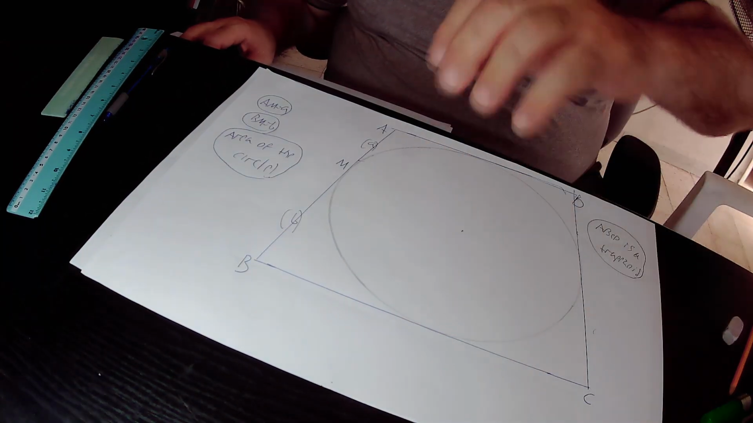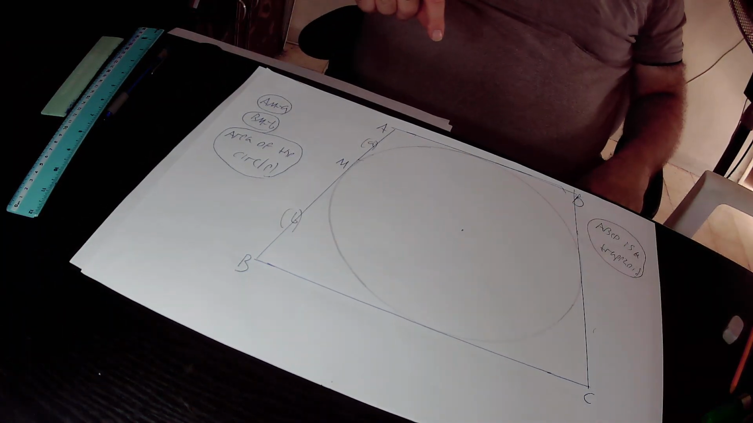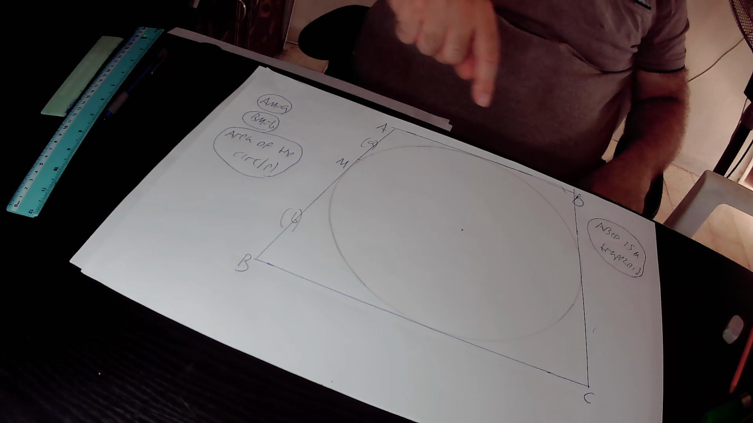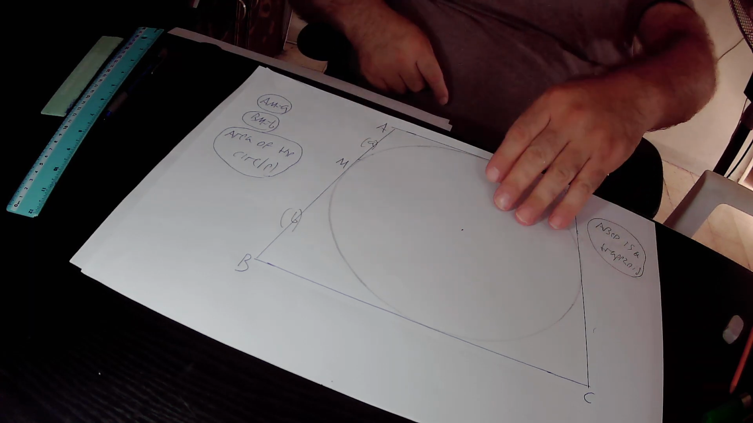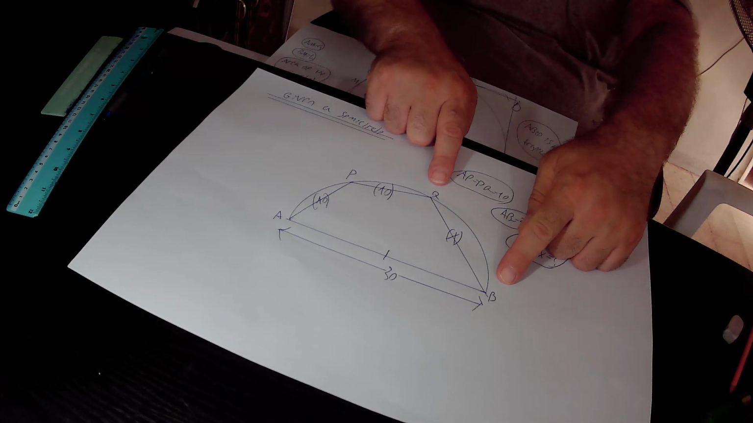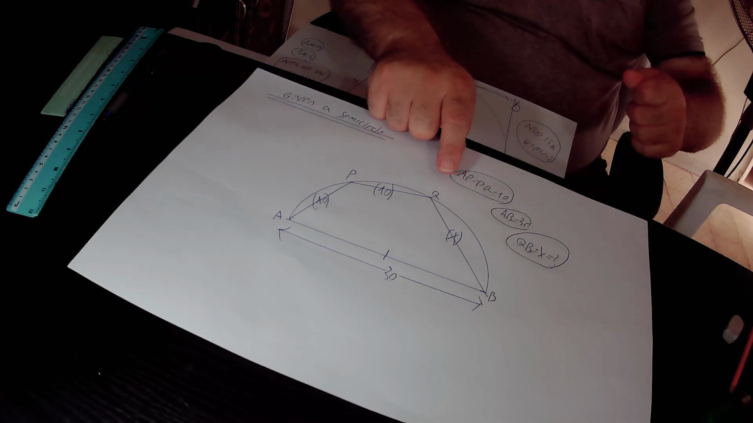Now in this lecture we'll answer two questions. In the first question we'll find out the area of this circle that is inscribed by this trapezoid ABCD, and in the second question we'll find out the length of this line segment QB that is equal to x.